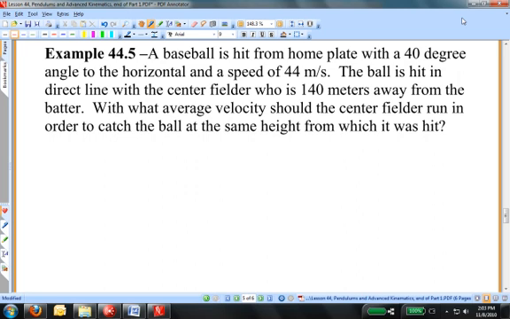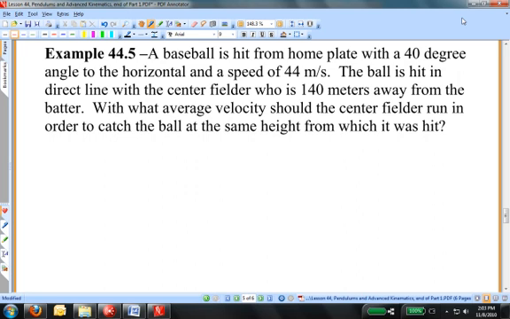I'm going to tend to want to sketch a side view of this, but there are several things that occur to me. First of all, which way is the center fielder going to have to run? Is he going to have to run toward the batter in order to catch the ball? In other words, the ball is hit short and the center fielder has to run towards the infield. Or is the ball hit too hard for where the center fielder is standing and the fielder must run backwards in order to catch the ball closer to the fence? I don't know that until I figure out what the range of the ball is.